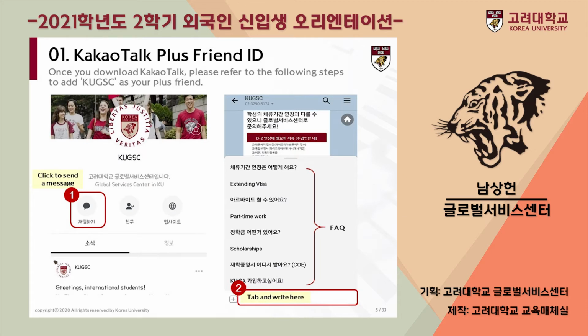Once you add us as your friend, you can talk to us or ask questions by clicking on the icon next to number 1, which says Chat in Korean. And then, as shown in number 2, you can go ahead and type in your message and press Send. In this chat room, you can also find an FAQ or a list of frequently asked questions. So you can take advantage of this function as well.